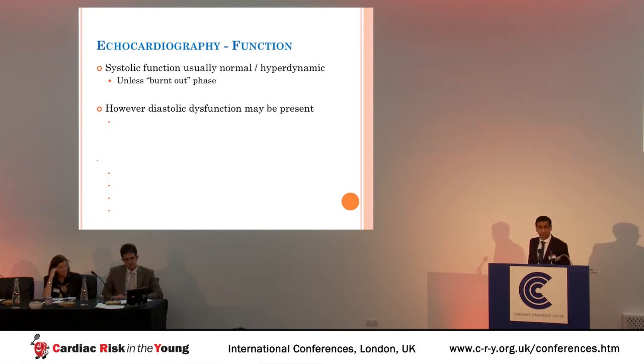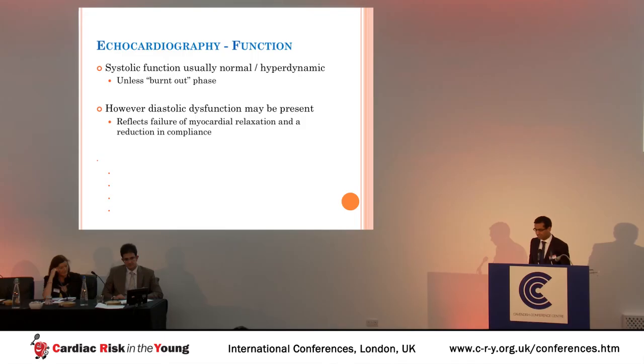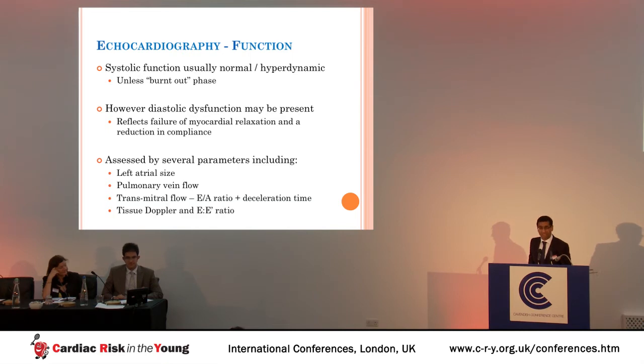And again, for those of you not familiar with this term, this diastolic dysfunction reflects the failure of myocardial relaxation and a reduction in compliance. And what this essentially means is the left ventricle can't fill properly during diastole. And again, without going into too many details, this can be assessed using echocardiography by looking at the left atrial size, pulmonary vein flow, the transmitral E to A ratio and deceleration time, and the ratio of the transmitral E wave to the E prime ratio.